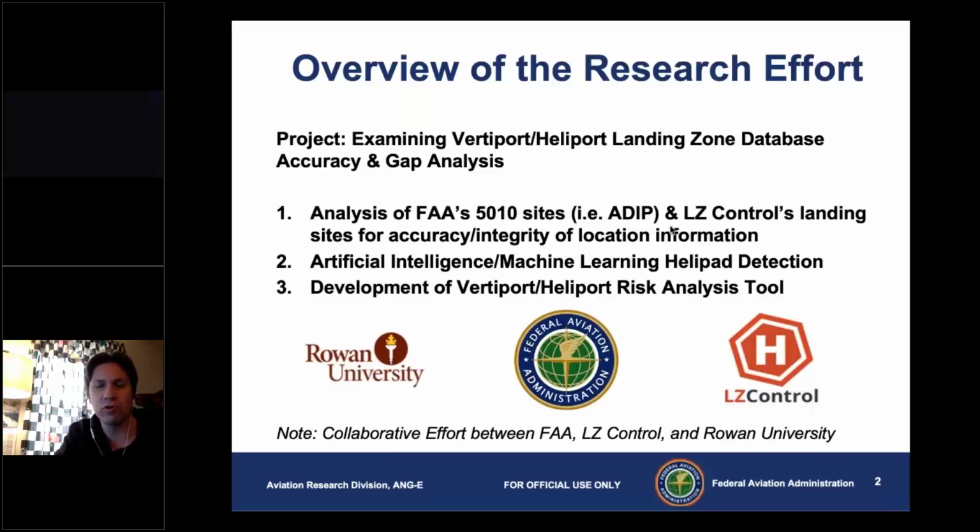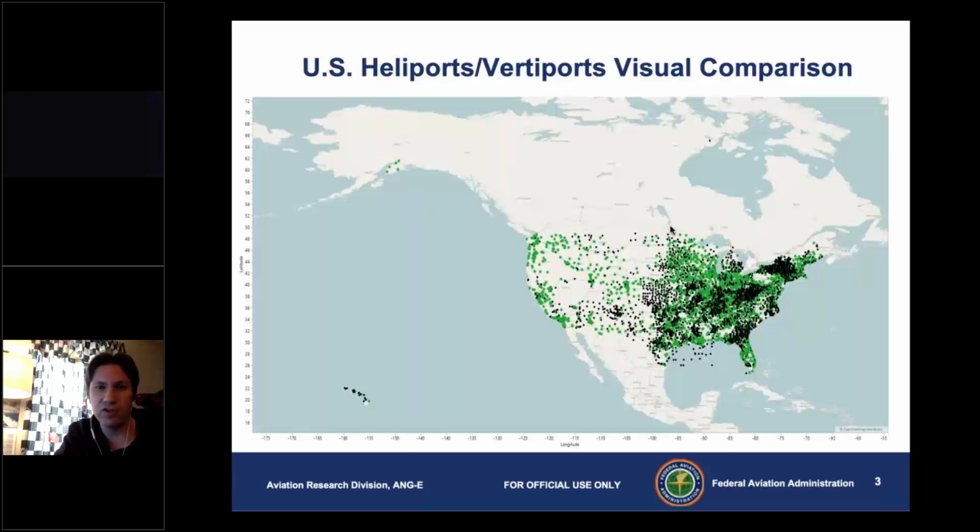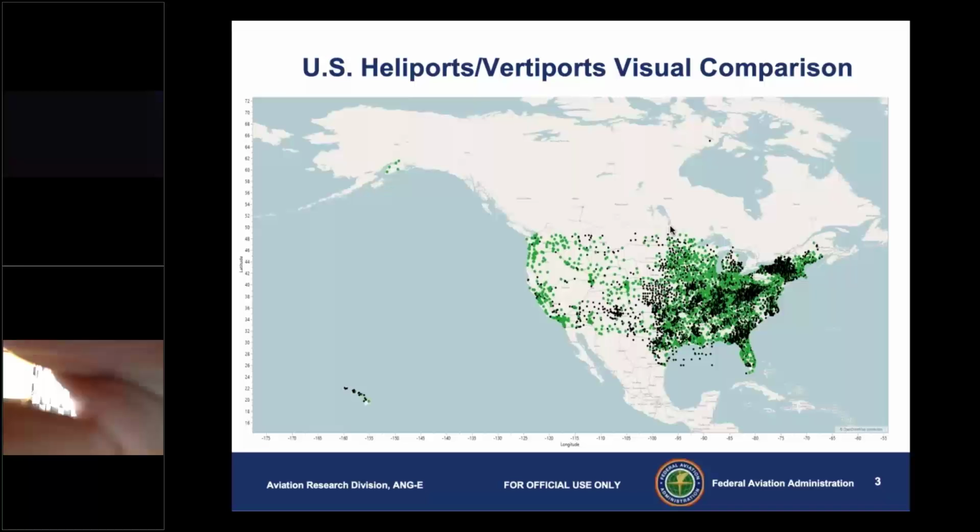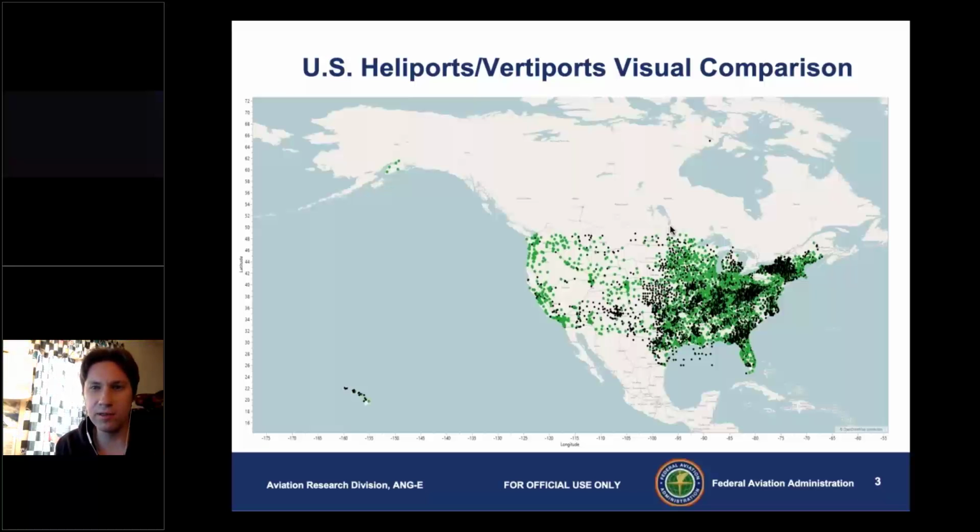And then the last one is that we started working on a prototype vertiport or heliport risk analysis tool. The first thing you're going to see here is a graph, and it looks like we've got a bunch of green and black dots. That is all of the heliports in the combined data set that we saw with the FAA and LZ Control. You'll see there are some outliers here and there, like that one up there in Canada that somehow made its way into the data set.